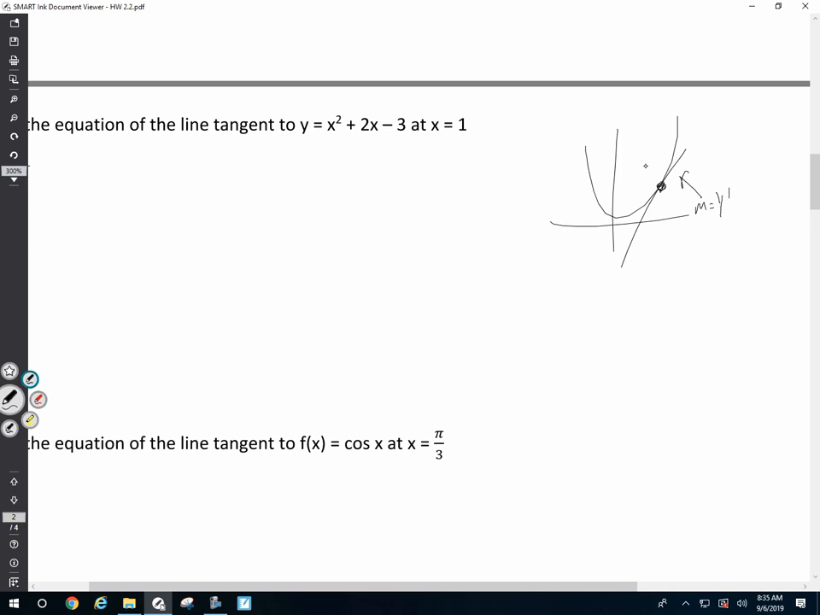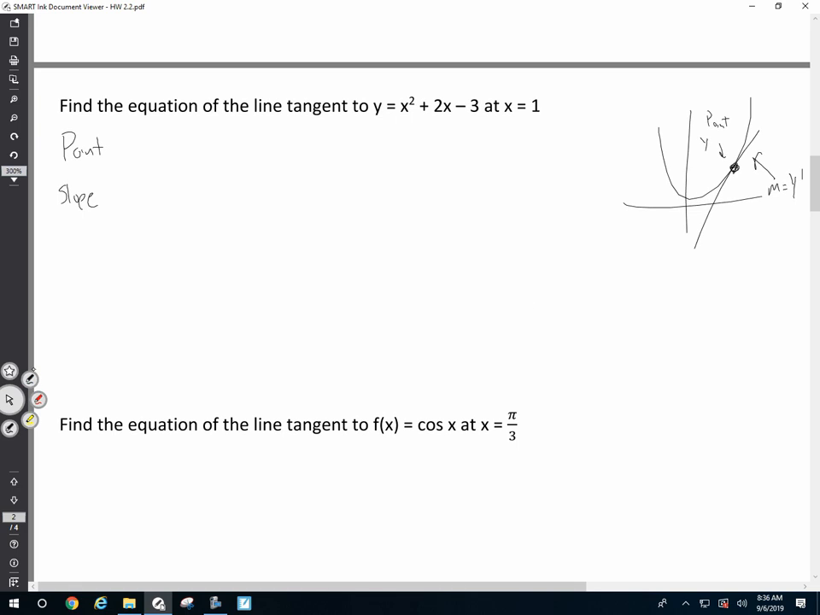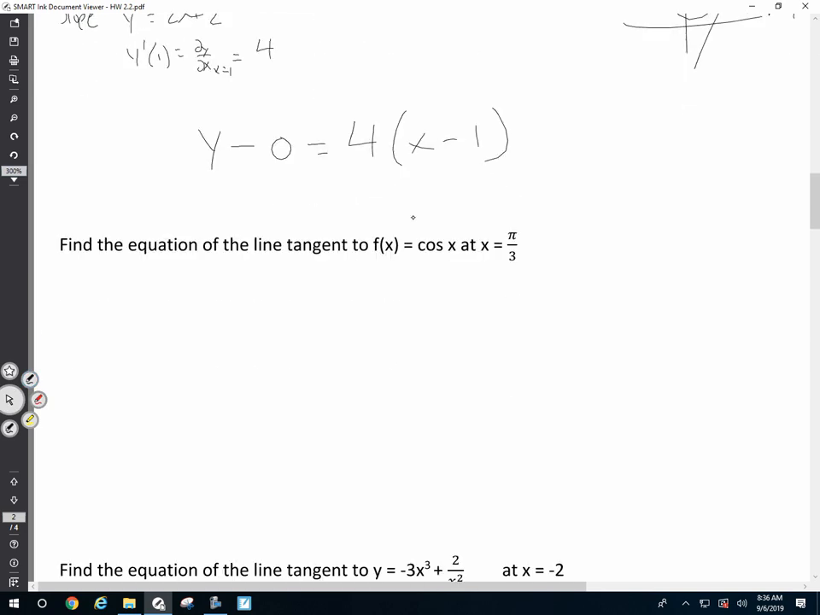Okay? Point comes from y, slope comes from y prime. So point, y at 1. 1 plus 2 minus 3, 0. Nice. So this is located at 0. Y prime, 2x plus 2, y prime at 1, or dy dx at x equals 1 is 4. Okay, y minus, my point is 1, 0, equals m, tangent slope, x minus x1. Piece of cake.